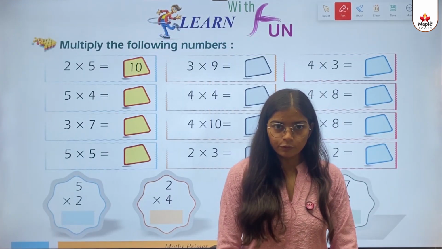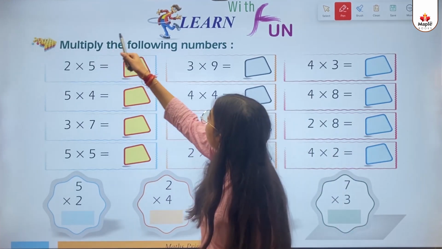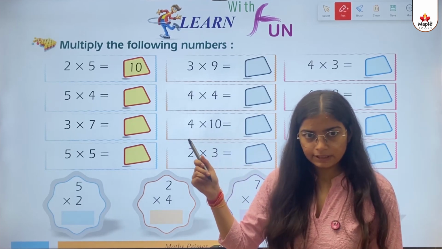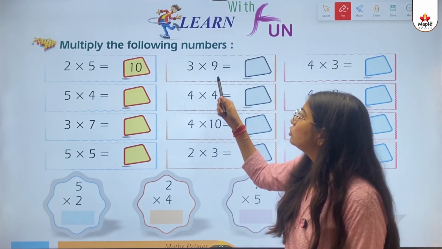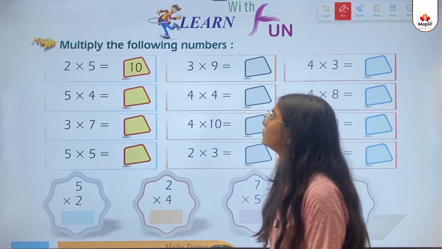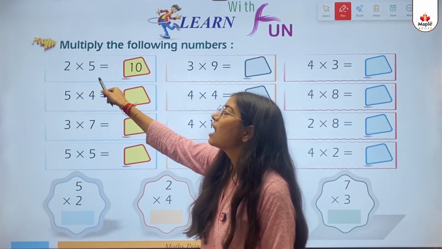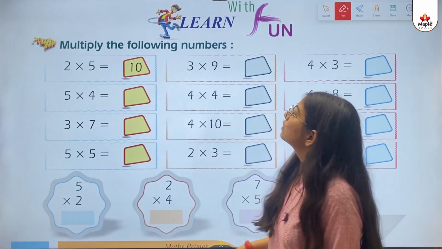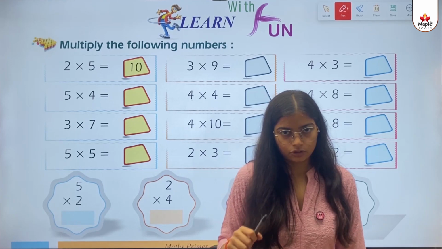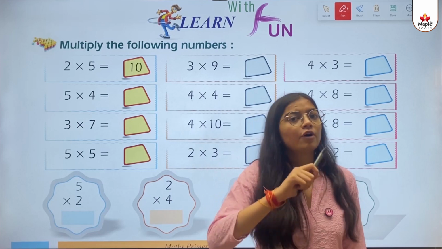So kids, we will move ahead with some questions. Learn with fun. Multiply the following numbers. We need to remember the tables from the above and do these questions. So, 1 is given here. 2 fives are 10. First you will learn the tables, then you will be able to do these questions. So, it is very important to learn those tables from 2 to 5.